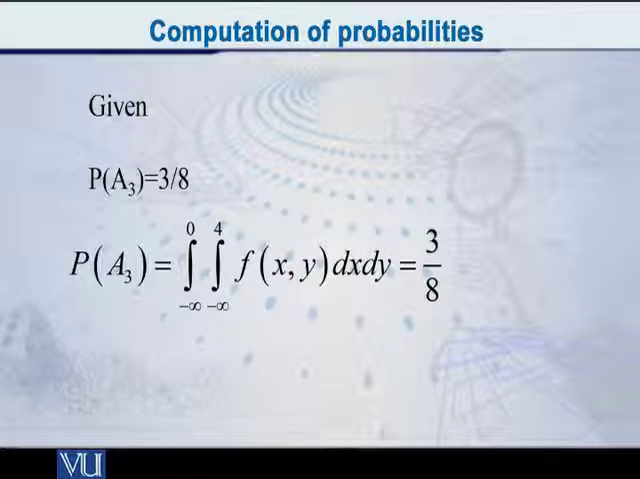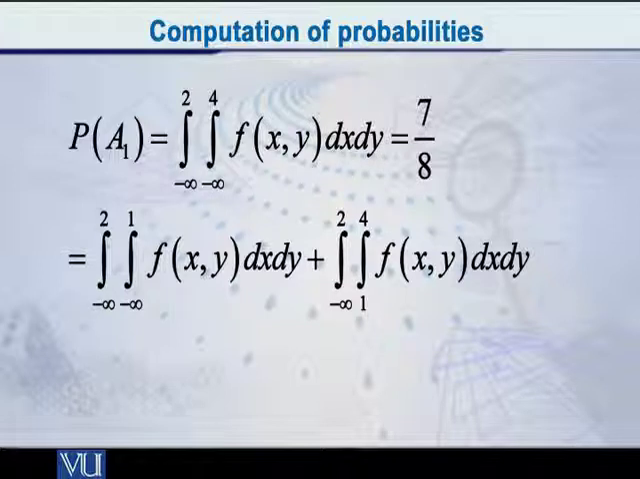हमें बता दिया गया है कि probability of A3 is equal to 3 by 8. तो probability of A3 को कैसे लिखेंगे? वो उसकी जो फॉर्म है उसको देख लें. उसके तहत what do we write? We write minus infinity to 0, ये x के हिसाब से, and then minus infinity to 4, ये y के हिसाब से. All right, so we have probability of A3 equal to this thing equal to 3 by 8. तो ये तो हो गया.